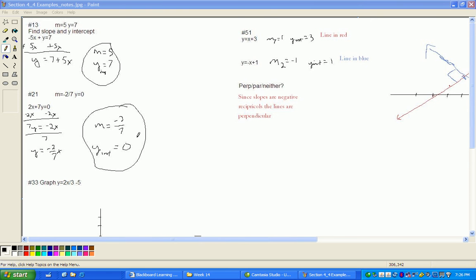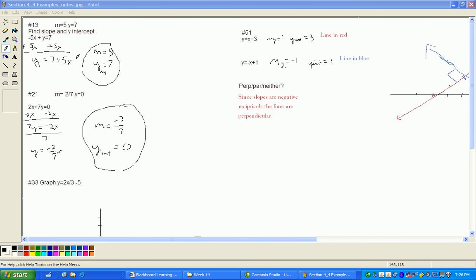Okay, now we're going to go ahead and just do some examples from section 4.4. The first one, number 13, asks us to find the slope and y-intercept, and they give us this equation, negative 5x plus y is equal to 7. So the first thing we've got to do is get y all by itself, and we can do that pretty easily. We get y is equal to 7 plus 5x.